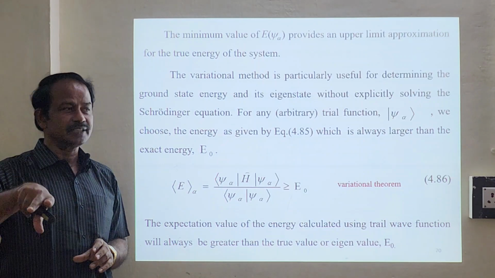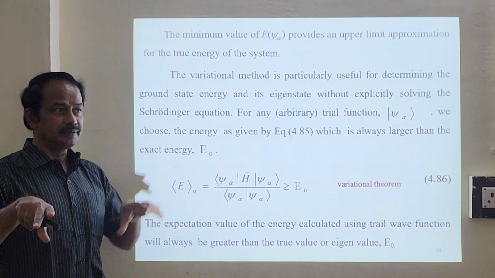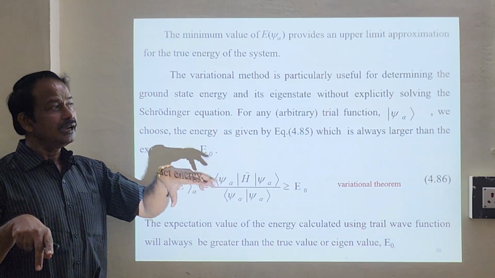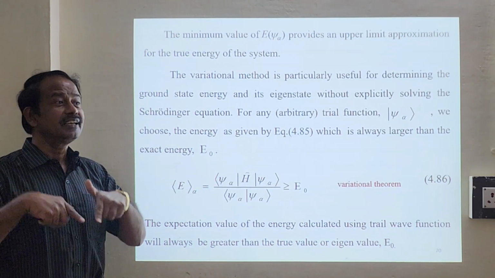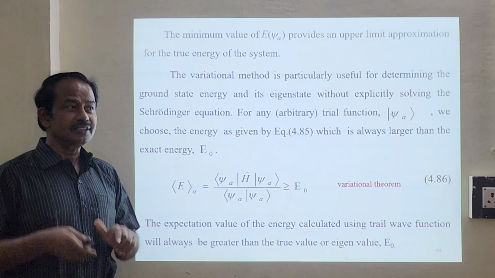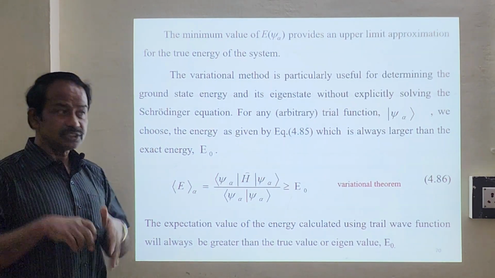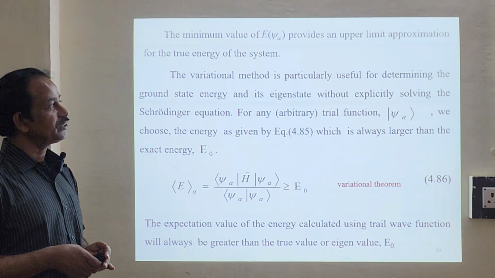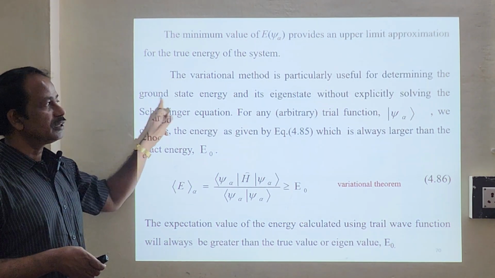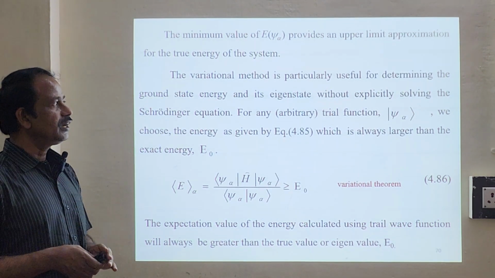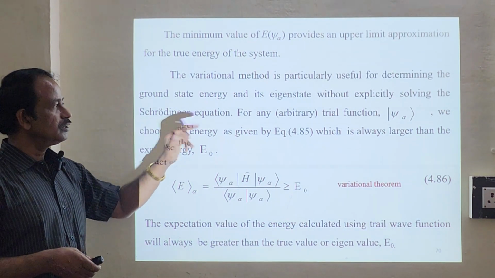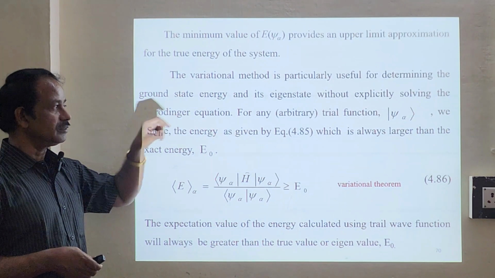So we have the true energy of the system, and we have already calculated those values by minimizing the energy. Those values will always be greater than or equal to the true energy of the system, which is the actual energy from the experimental value. The variation method is particularly useful in determining the ground state energy and its eigenstate without explicitly solving the Schrodinger equation. So we are not going to solve any Schrodinger equation.